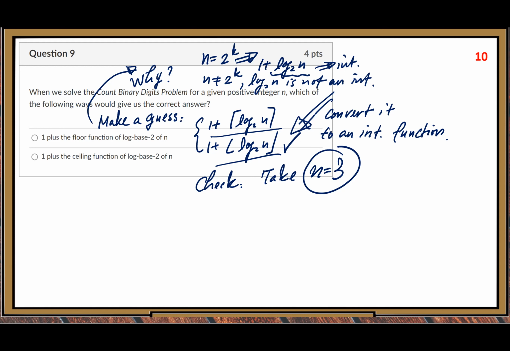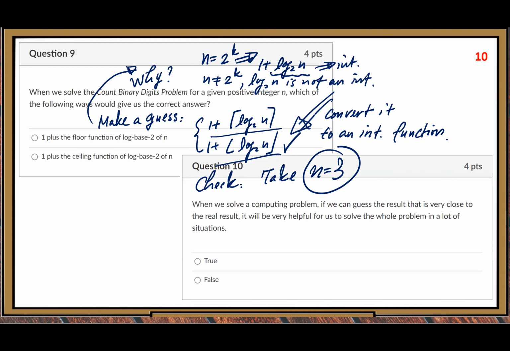The last question of quiz number 3. When we solve a computing problem, if we guess the result that is very close to the real result, it will be very helpful for us to solve the whole problem in a lot of situations. The answer is true, is correct. Okay.